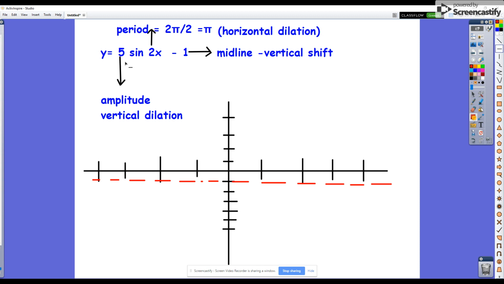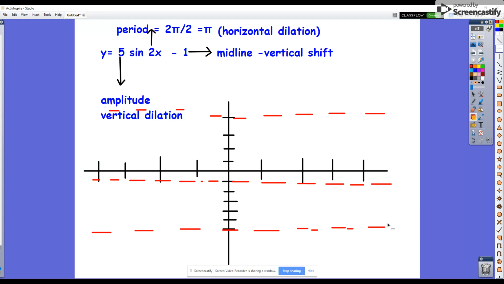And then I'm going to use the amplitude to do the next feature of the graph. So from negative 1, I'm going to go up 5. 1, 2, 3, 4, 5. So at y equals 4, I'm going to draw another horizontal line there. And then down 5. So 1, 2, 3, 4, 5, at y equals negative 6 is going to be my other horizontal line.